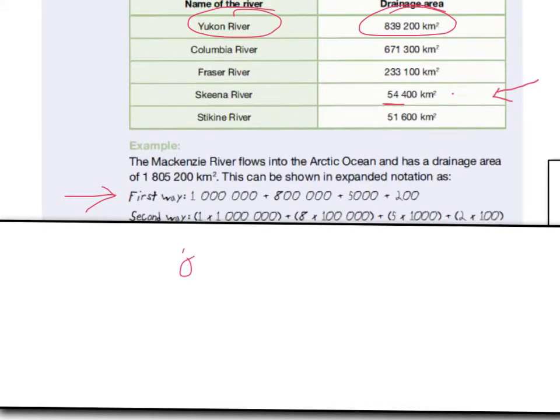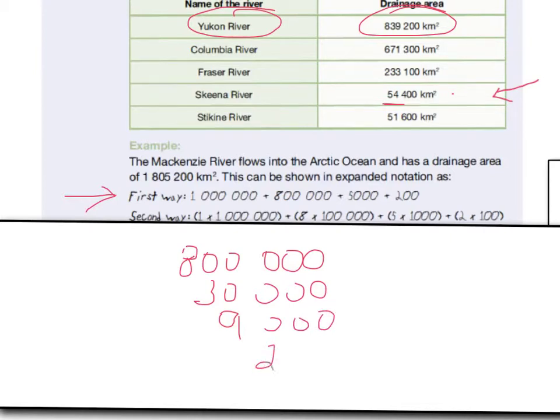We would have our 800,000, 30,000. Sorry, I don't know why my pen is squeaking. 9,000 and 200. And now I have all my digits nicely lined up. And I would need, of course, a plus sign to make it work. So either way is perfectly fine.